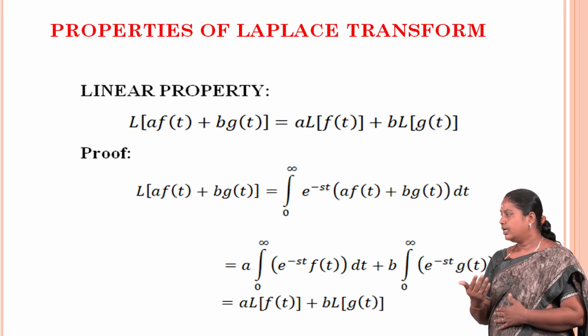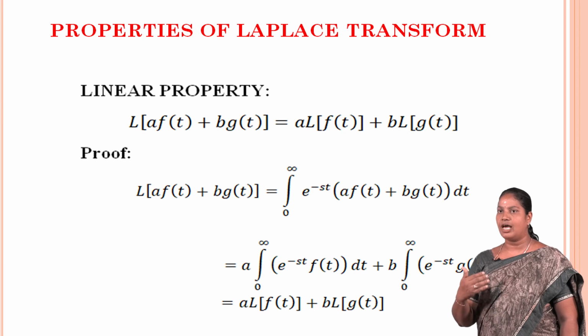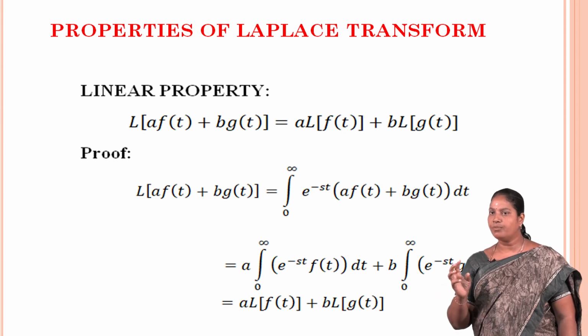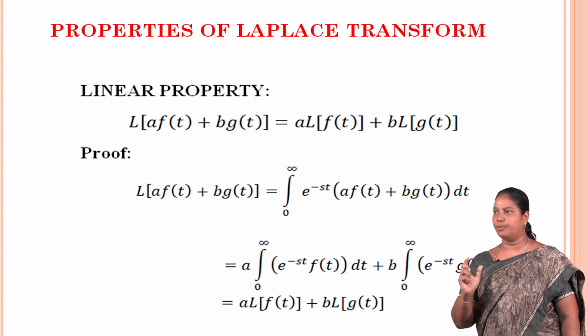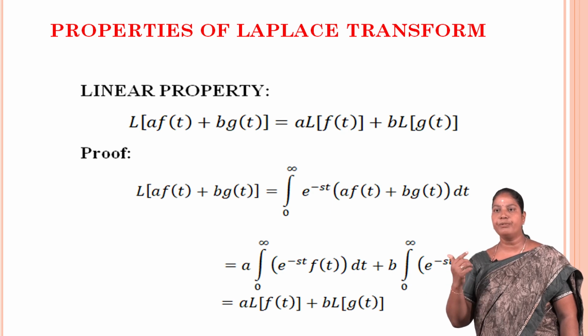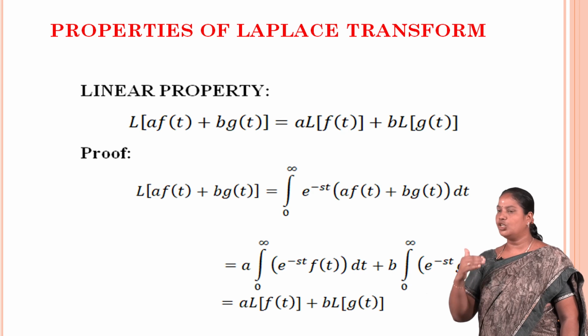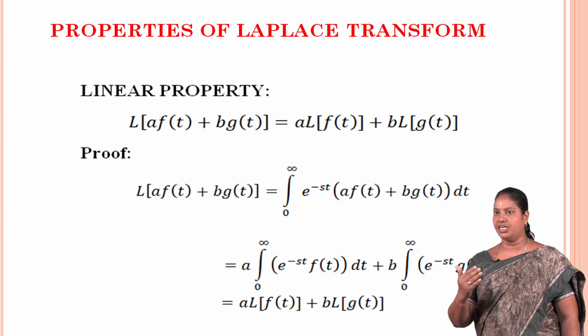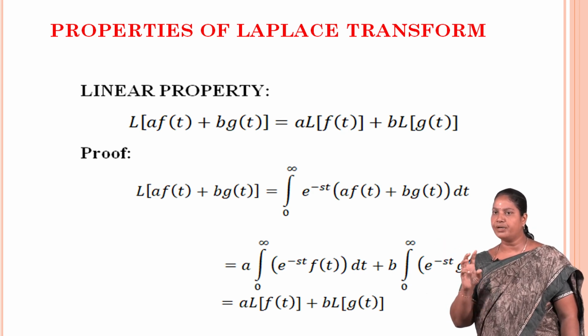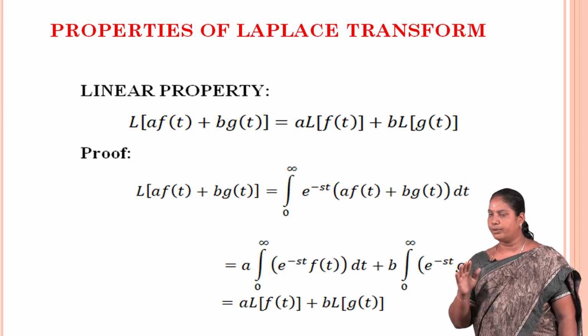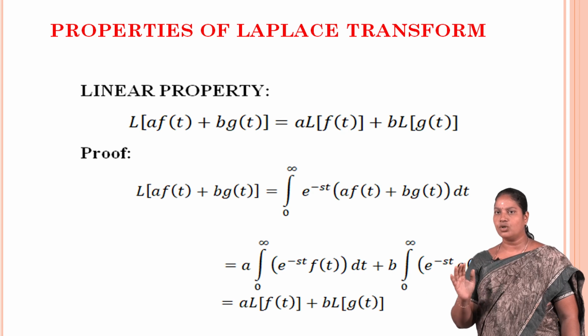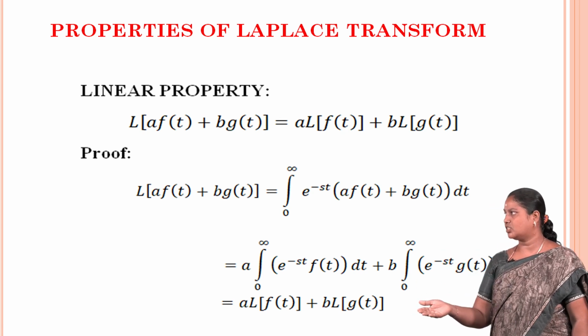Now let us move on to some properties of the Laplace transform. From the definition we observe that it is a type of improper integral. Improper integral means the limits are from 0 to infinity or minus infinity to infinity. Integrals have certain properties, and by using those properties we are going to define some properties of the Laplace transform.